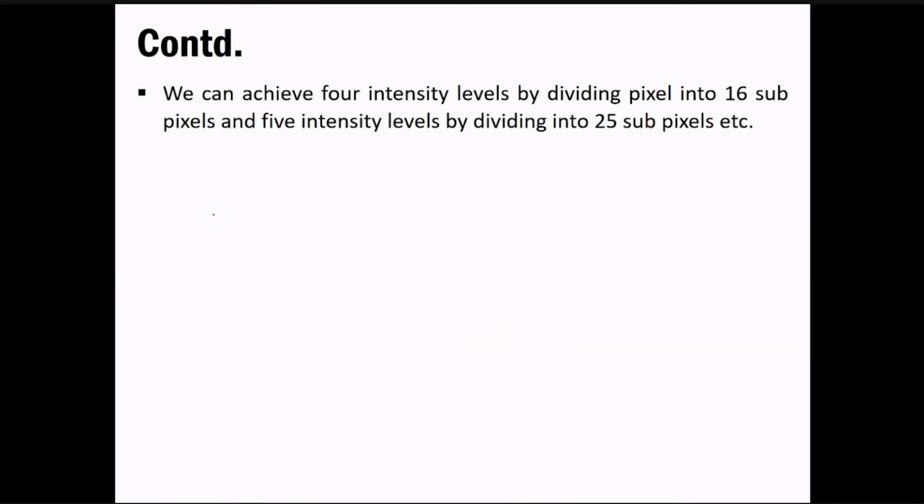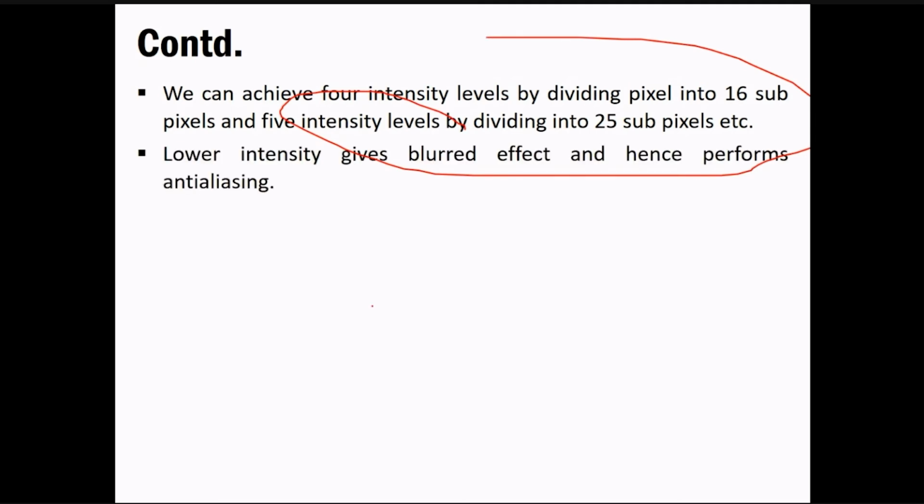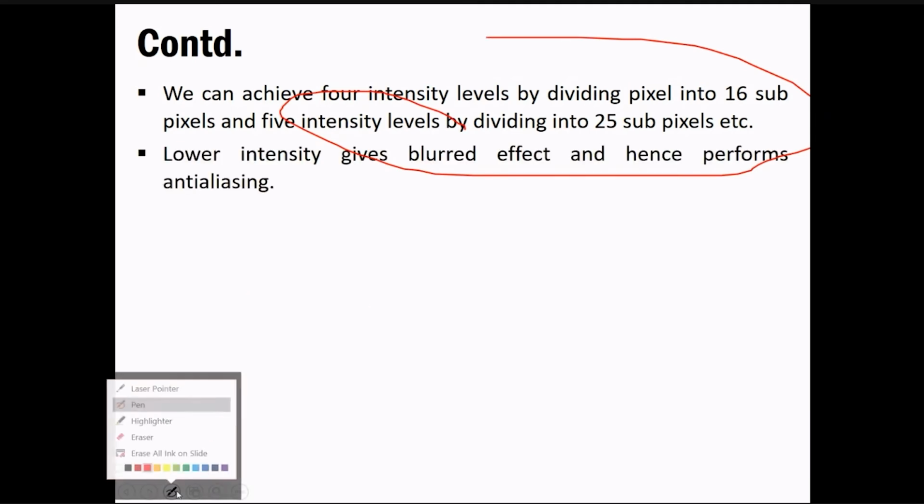Similarly, to make it more proper, or to zoom in a bit more, we can achieve 4 intensity levels by dividing the pixel into 16 subpixels. To get more pixel intensity values and make it more crisp, you have to divide it into more subpixels. To get 4 intensity levels you divide it into 16 subpixels, and to get 5 intensity levels you divide the main pixel into 25 subpixels, and so on. A similar thing is to be followed.